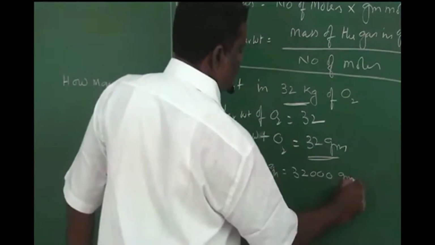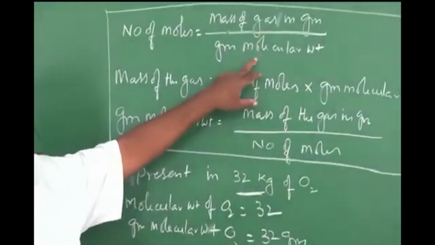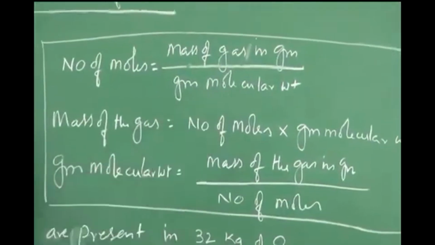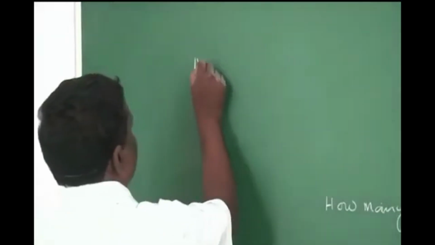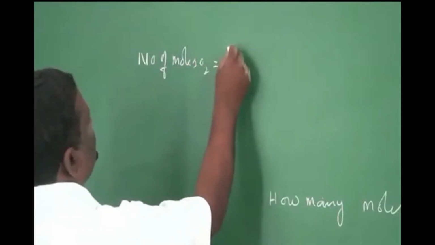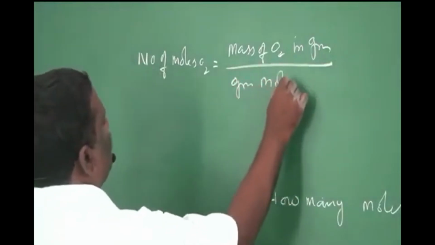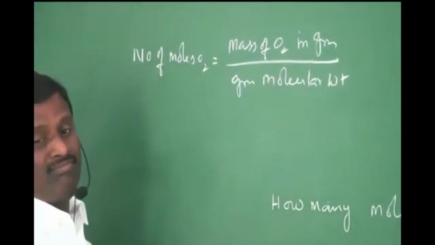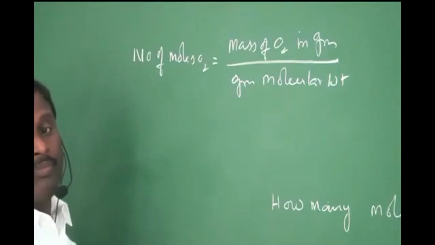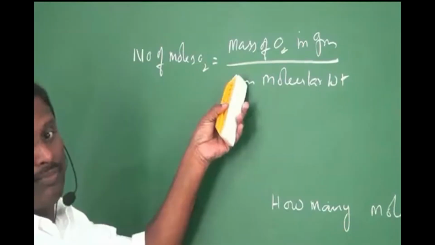Now what is the formula to find out the number of moles? Here we have three formulas. Number of moles is equal to the mass of the gas in grams divided by the gram molecular weight. Therefore, number of moles of O2 is equal to the mass of O2 in grams by the gram molecular weight. You should carefully observe the units. Sometimes they will give you milligrams, sometimes kilograms. Whatever the unit they have given, you should convert it into grams first. Then only you have to apply this formula.